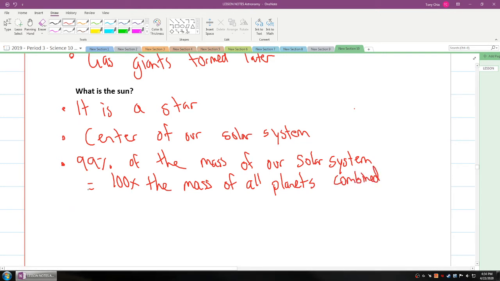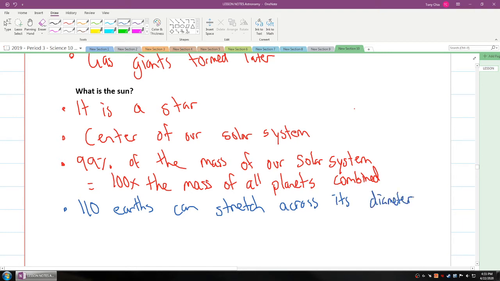Because it's so big, 110 Earths can stretch across its diameter. And it's mostly made up of hydrogen gas at the moment.